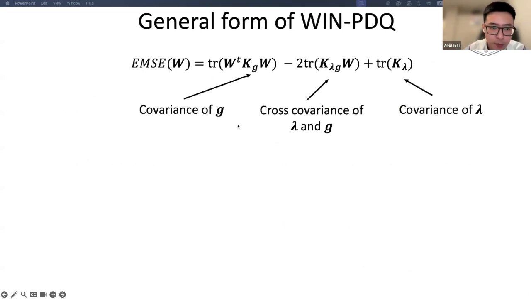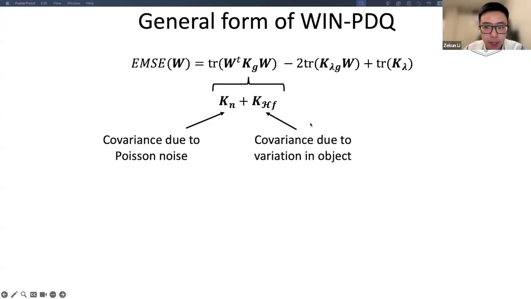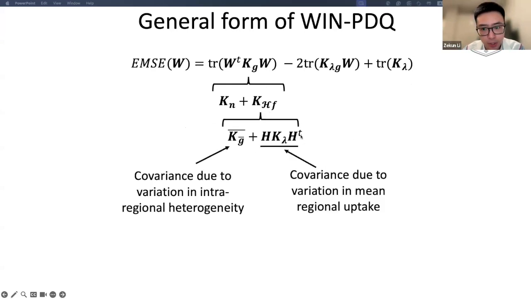is that this covariance matrix actually models variations due to the intra-regional uptake heterogeneity. First of all, the covariance matrix of lambda, denoted as Kg here, can be decomposed into 2 additional terms, which are the covariance matrix due to the Poisson noise and the covariance matrix due to the variations in the object. And further, this covariance due to the variations in the object can have 2 sources, which are the covariance due to the intra-regional heterogeneity and the covariance due to the variations in the mean regional uptake.